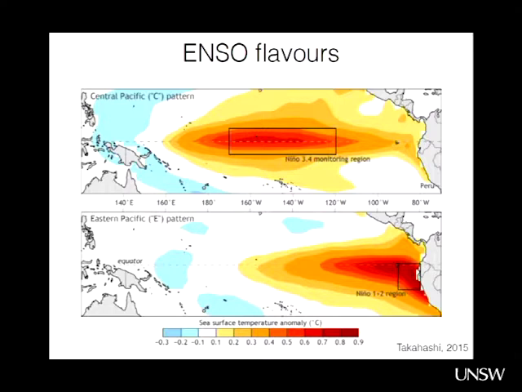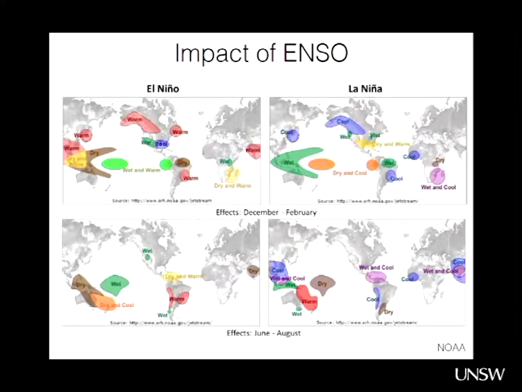So the largest temperature anomalies occur over in the middle of the basin. The reason I'm telling you about this is because that is one of the things that might change in the future under ENSO, that we'll get more of one type or the other. But we'll talk about that a bit more later. First of all, the impact.